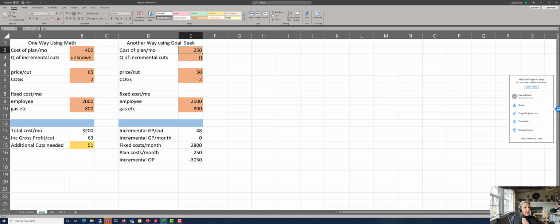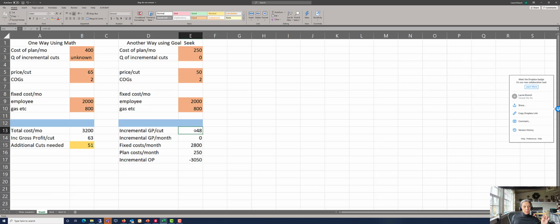The cost of the plan, all of these remain the same, except that we're going to start with 0 as our incremental cuts to begin with. Our price per cut, we're still going back to the original of $50. Cost of goods sold, or the variable cost for this, is $2 per cut. Our employees still cost the same. Our gas still costs the same.